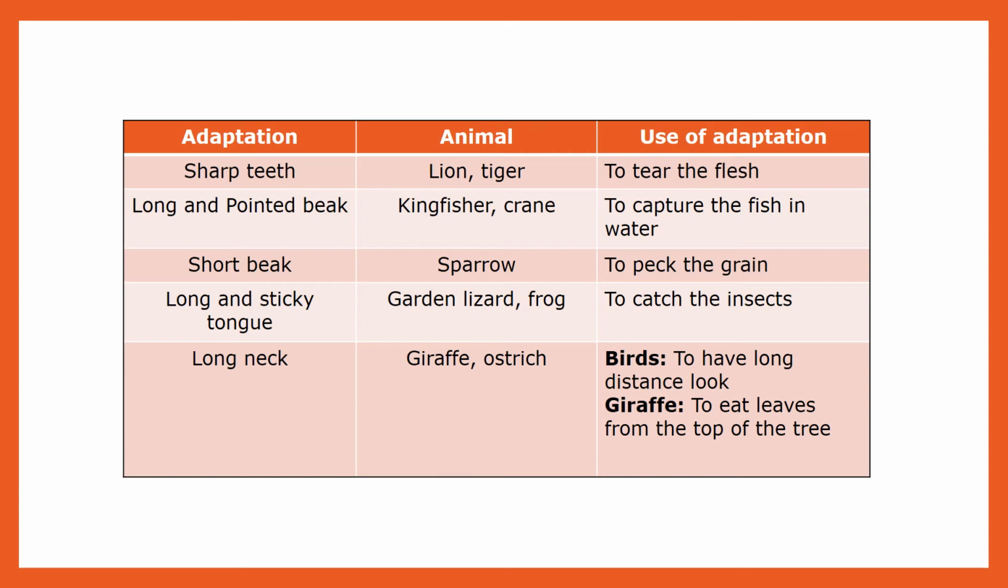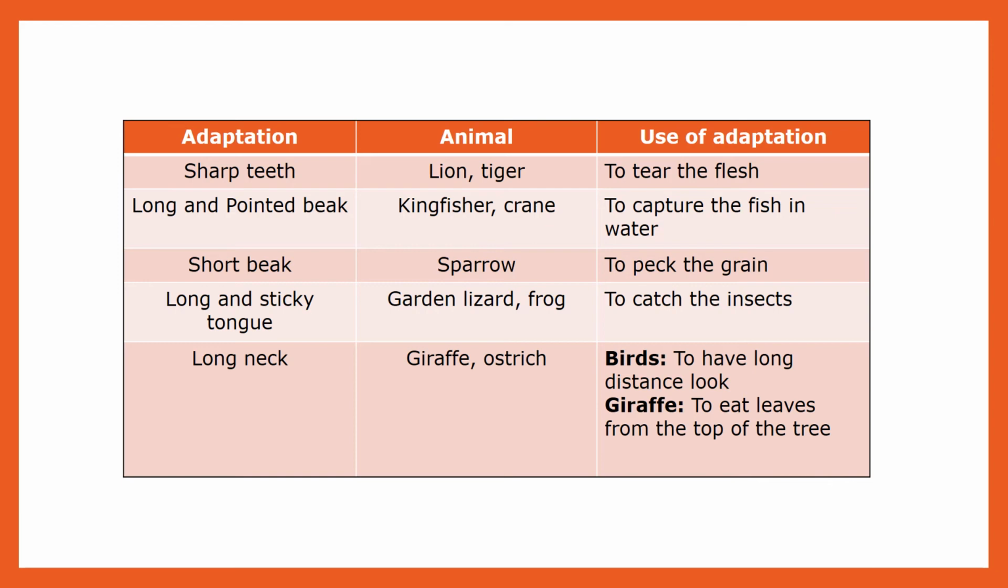Now short beak. Sparrow has a short beak. So to pick the grain, sparrow can use her short beak. Now long and sticky tongue. So garden lizard and frog. These two animals have a long and sticky tongue. So what is the use of that? To catch the insect. For catching the insect, they can use this long and sticky tongue.